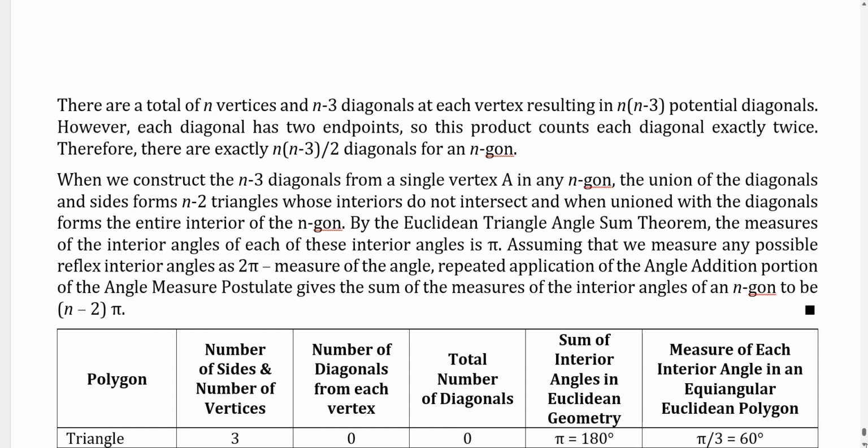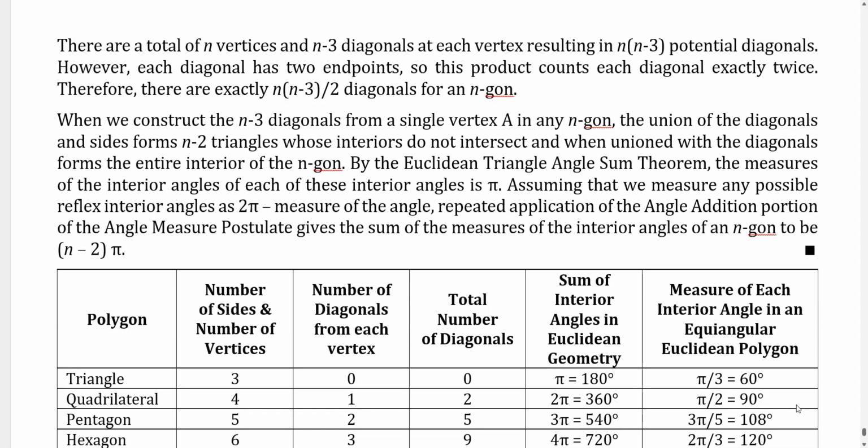So a triangle has 3 sides and vertices, no diagonals at all. The sum of the interior angles is 180 degrees. If it's an equiangular triangle, it will have 60 degrees, or pi over 3, for each one. What about a quadrilateral? Well, from each vertex, there's one diagonal. There are 4 vertices. That would give you 4 diagonals, except you're counting each one twice. So divide by 2, and you get 2 diagonals.